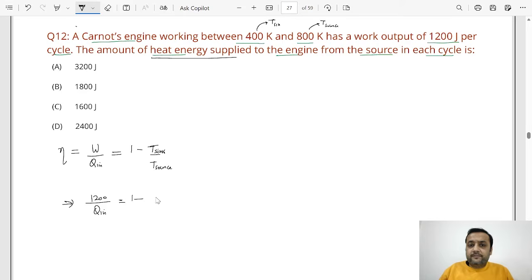T sink is 400 and T source is 800. So it is a very easy question, which is why I am saying pray to God that you get a question on this. So Q in becomes 2400 joules. This is the answer for this question. I hope you have understood.